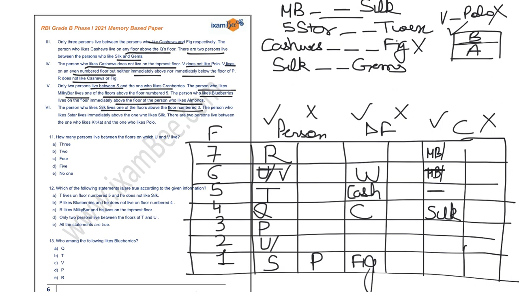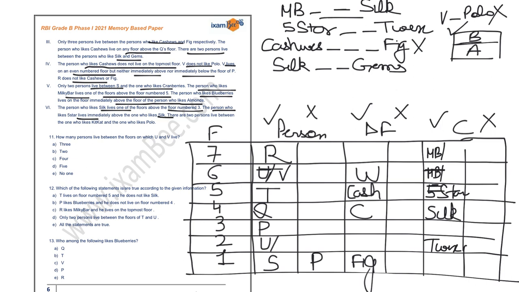Now it is given to you that the person who likes 5 Star lives immediately above the one who likes Silk. So Silk is at the 4th floor and your 5 Star will come at the 5th floor. So I'm writing 5 Star over here, and you know that there is a gap of two between 5 Star and Twix. So the only possible position for Twix is at the 2nd floor. So I'm writing Twix over here, right?